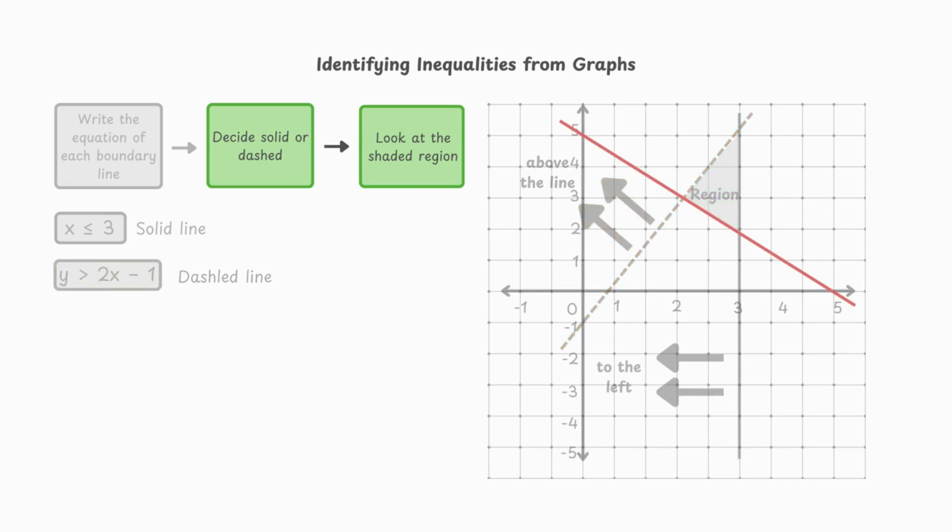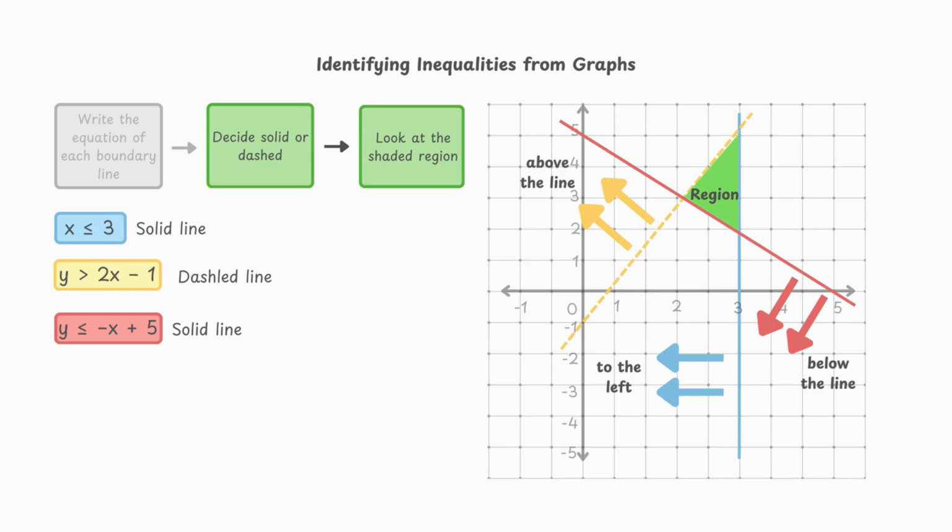Finally, look at the red line. This line is solid, so it includes an equal sign. The shaded region is below this line. So the inequality is y is less than or equal to -x plus 5. So now we can write the full set of inequalities. x is less than or equal to 3, y is greater than 2x minus 1, and y is less than or equal to -x plus 5.